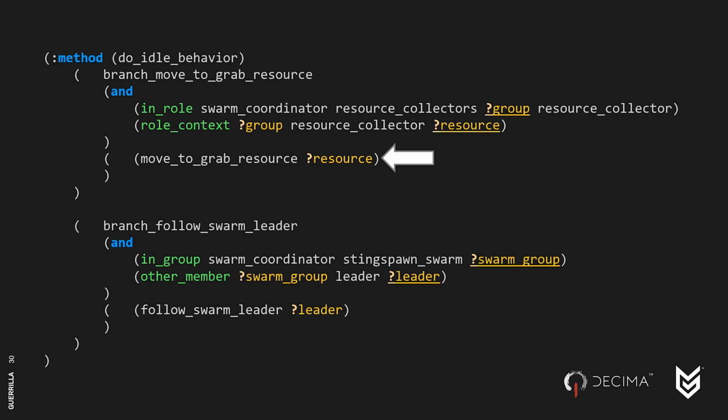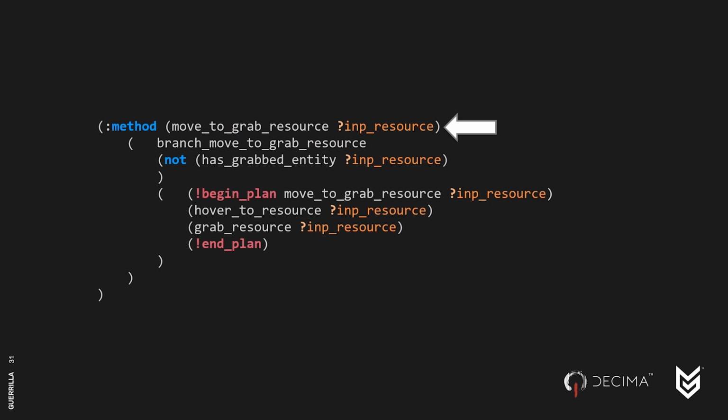Let's go on one more step to our move to grab resource. So here we see we got a resource as a parameter, and after checking that we've not already grabbed this resource, we can start our plan, which is in two parts, moving there and then grabbing the resource. Now I want to skip ahead and show you what the plan looks like in our plan debug view.